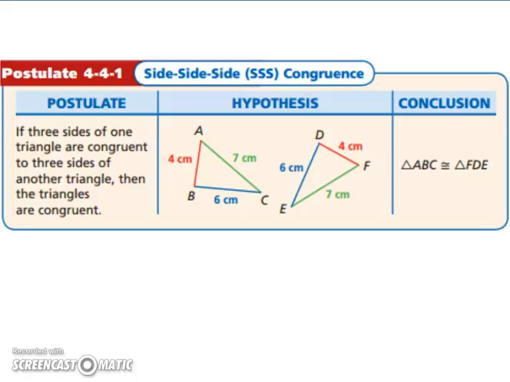Let's look at the postulate for side, side, side. If three sides of one triangle are congruent to three sides of another triangle, then the triangles are congruent. In the previous lesson, you had to find all three sides and all three corresponding angles. Now we're shortening that up. If you're dealing with triangles, as long as all three corresponding sides are congruent, then your triangles are congruent.